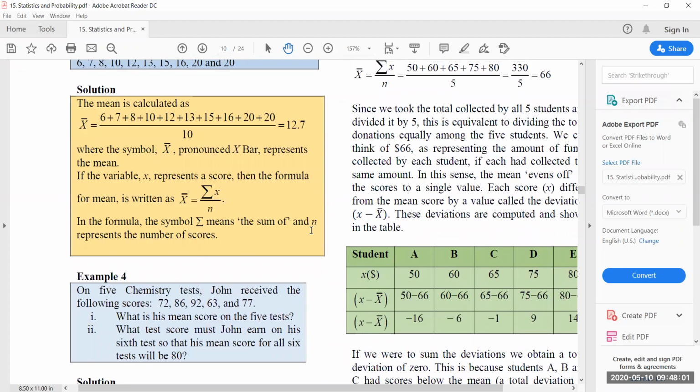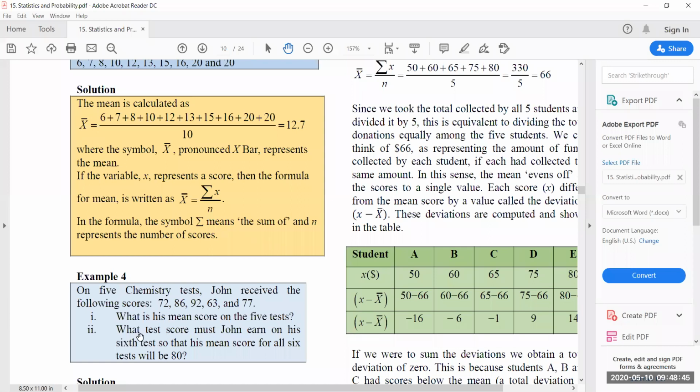Sorry, on 5 chemistry tests, John received the following scores. He got 72, he got 86, he got 92, he got 63, and 77. What is his mean score on the 5 tests? So again, we add up all of them. So 72 plus 86 plus 92 plus 63 plus 77 will give us 390. And of course, we divide by how many tests he took, which is 5. And we would have gotten 78. So the mean score of all of his tests would be 78.